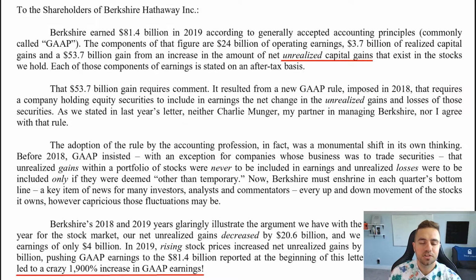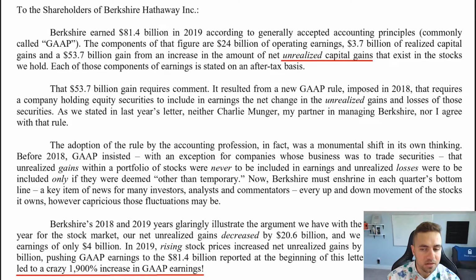To the shareholders of Berkshire Hathaway: Berkshire earned $81.4 billion in 2019, according to generally accepted accounting principles, commonly called GAAP. The components of that figure are $24 billion of operating earnings, $3.7 billion of realized capital gains, and a $53.7 billion gain from an increase in the amount of net unrealized capital gains that exist in the stocks we hold. Each of those components of earnings is stated on an after-tax basis. That $53.7 billion gain requires comment.